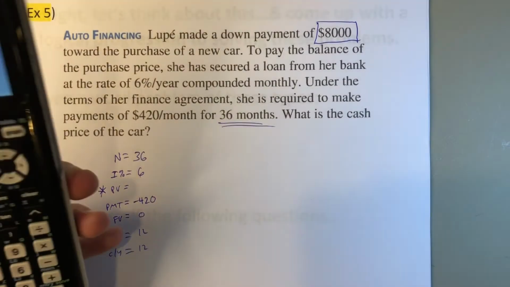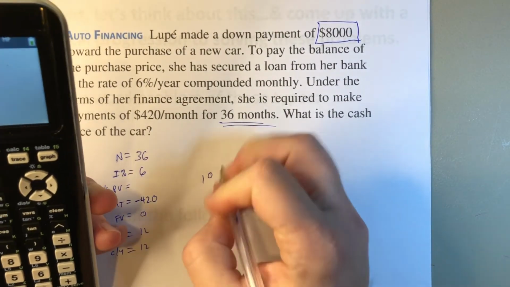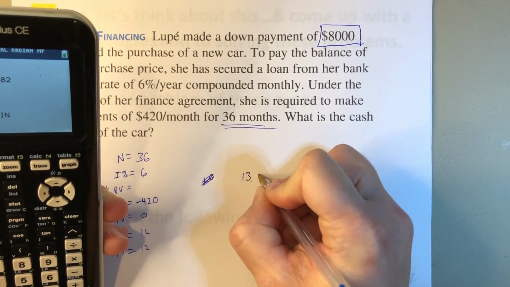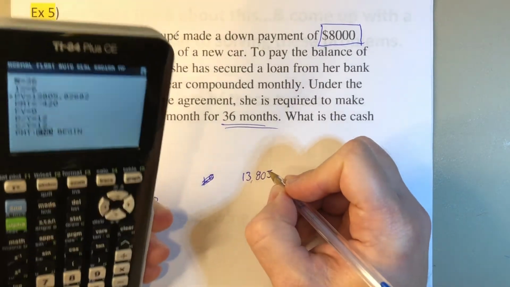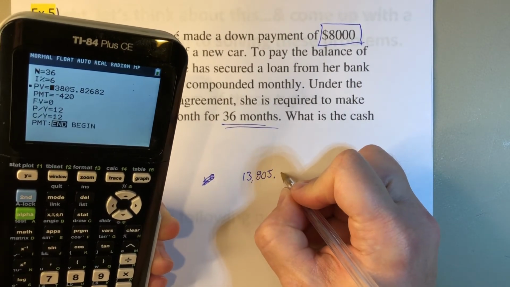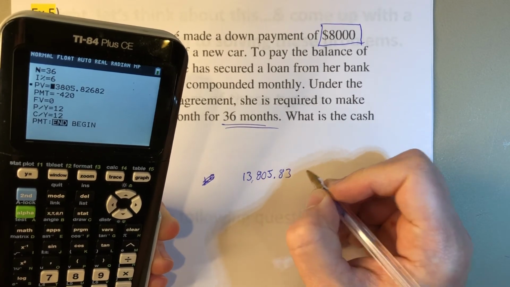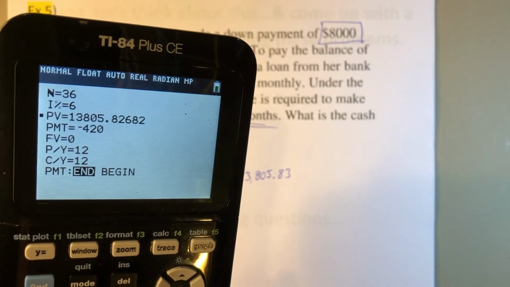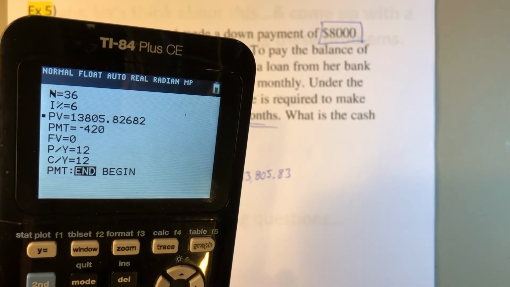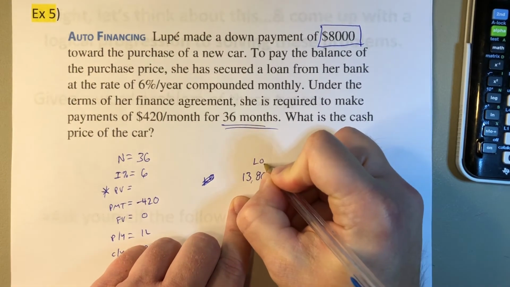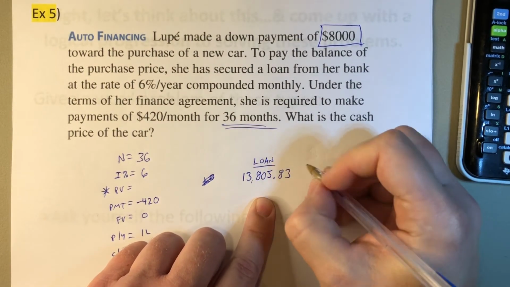So let me write this down. What is that? $13,805 and 83 cents. Okay, that's the loan amount. $13,805 and 83 cents.